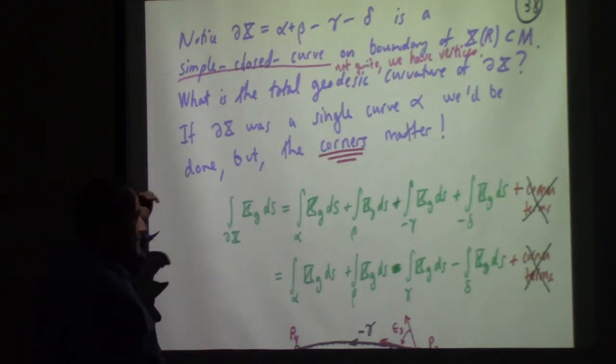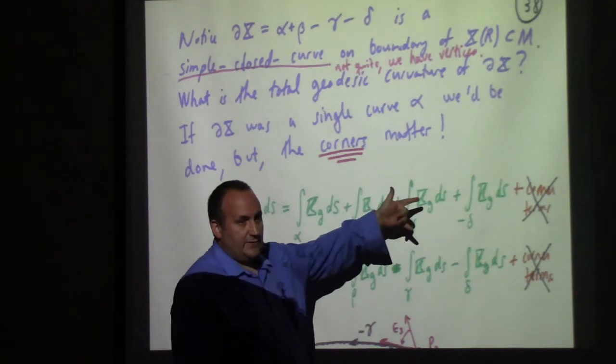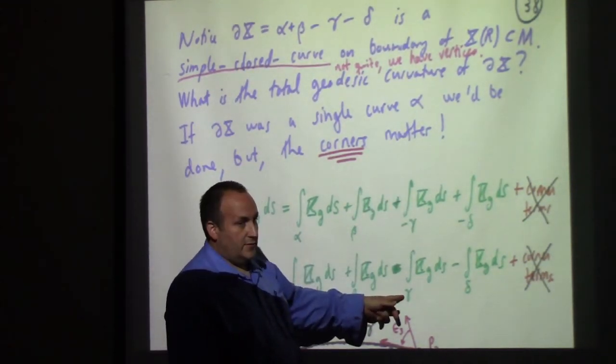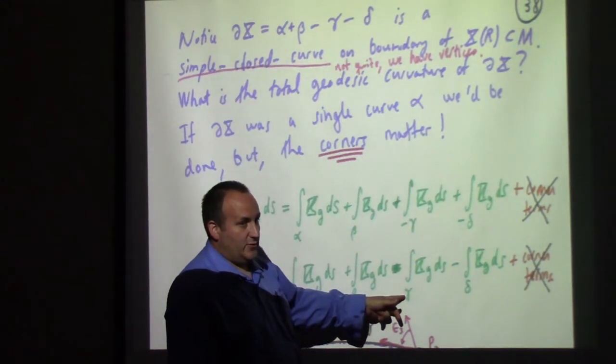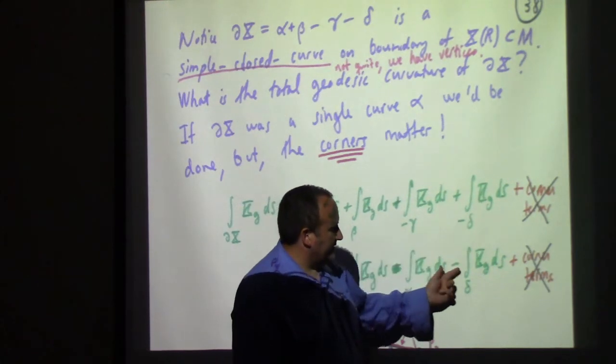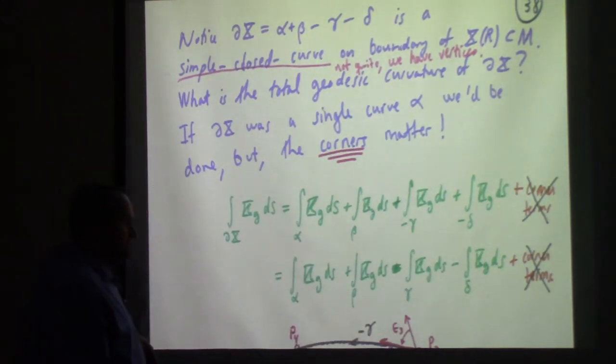Notice, though, that this is an oriented integral. So we can trade minus the curve for minus the integral over the oppositely oriented curve. And likewise, we can take the minus delta and change it for minus the integral over delta, like so. All right.